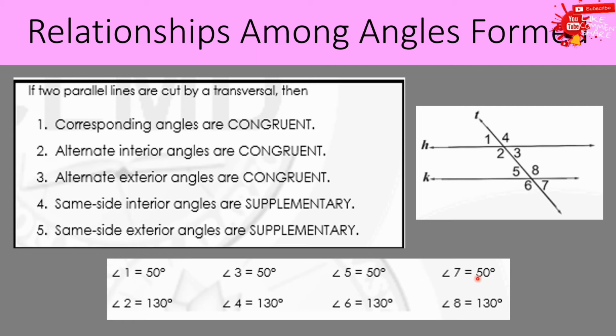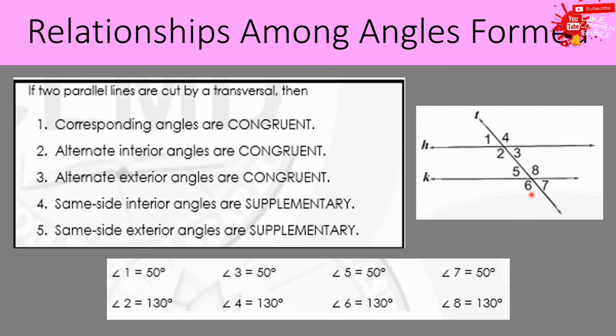Now, let's have here same side exterior angles are supplementary. What will be the pair with angle 1 on the same side exterior angle? We have here angle 6. So angle 1 and angle 6 are same side exterior angles and they are supplementary. If angle 1 measures 50 degrees, what should be the measure of angle 6? Angle 6 will be 130 degrees. Okay? Do you understand, class?